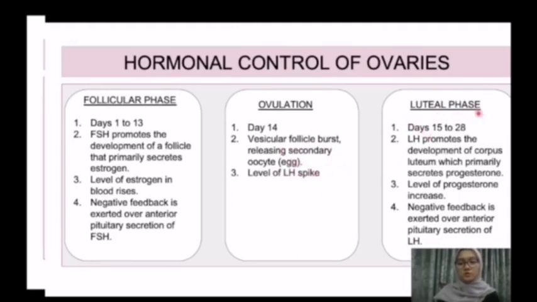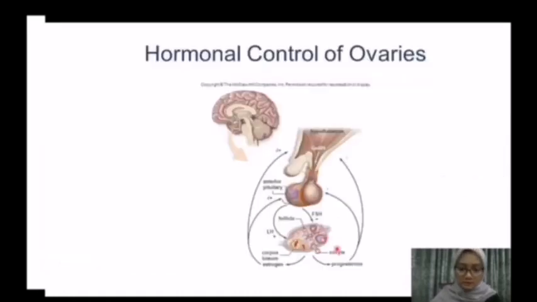Lastly, for luteal phase, which is during days 15 to 28, LH promotes the development of corpus luteum, which primarily secretes progesterone. So as the level of progesterone increases, it will exert negative feedback toward anterior pituitary secretion of LH. Therefore, this is when corpus luteum begins to degenerate and the ovarian cycle comes to an end.